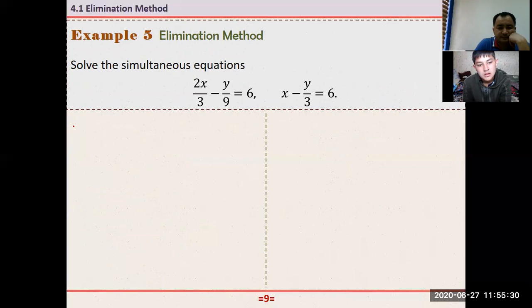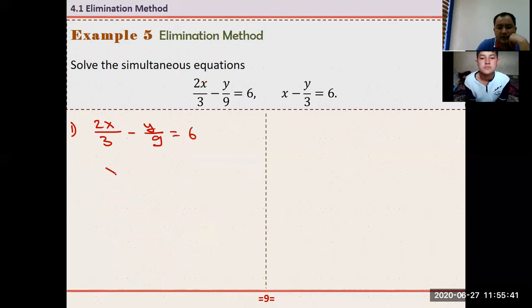Next, first step, let's write the equation. 2x over 3 minus y over 9 equals 6. And we have x minus y over 3 equals 6.